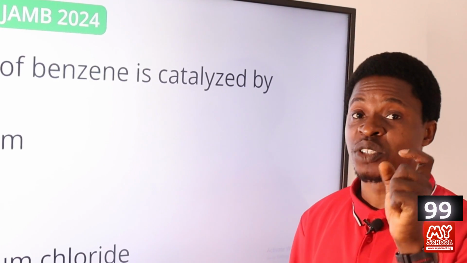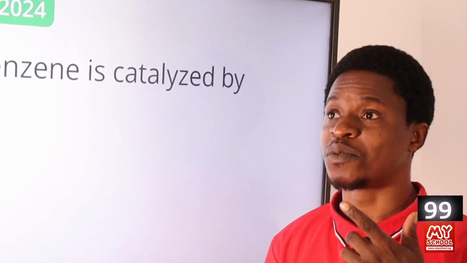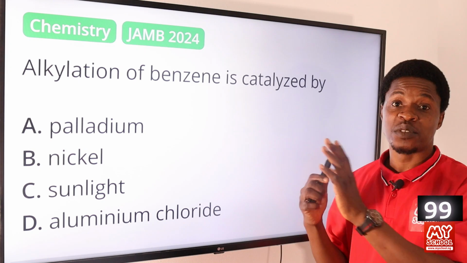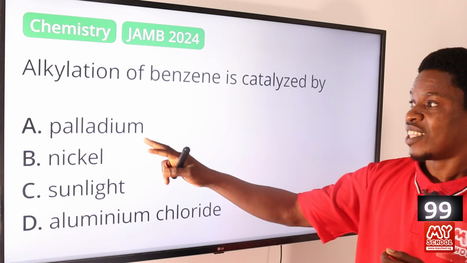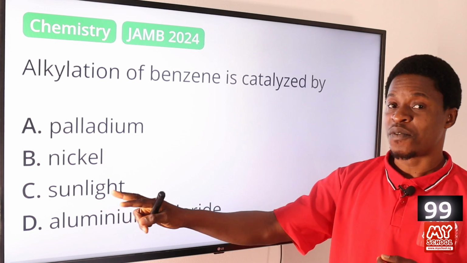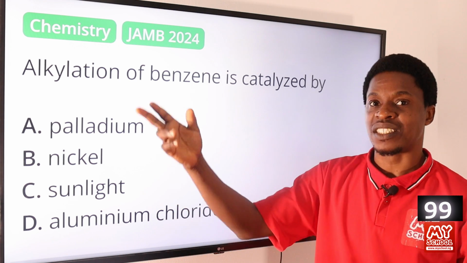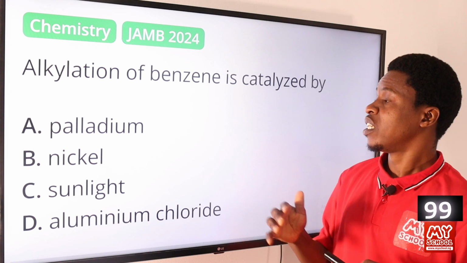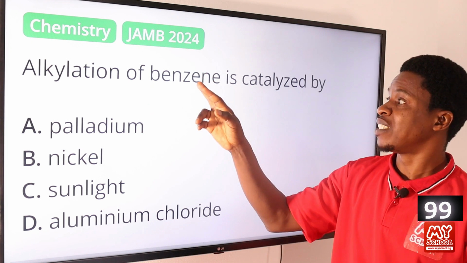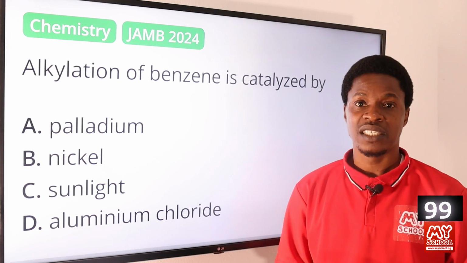That reaction is going to take place in the presence of a catalyst, and usually the catalyst that we use is called the Friedel-Crafts catalyst. That is no other than aluminum chloride, which is option D. Not palladium, not nickel, not sunlight. Don't forget, catalysts are specific in reaction. You don't just say, if I don't see this, let me use this. No, catalysts are specific in reaction. They speed up the rate at which the chemical reaction occurs. So alkylation of benzene is catalyzed by aluminum chloride. So the correct answer is D.